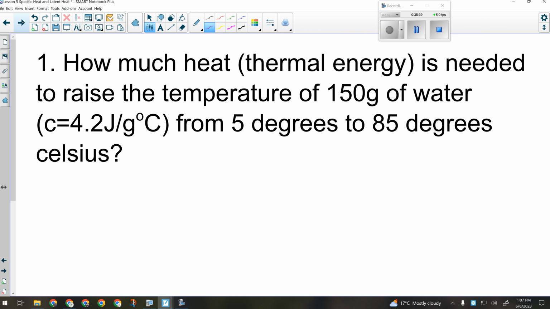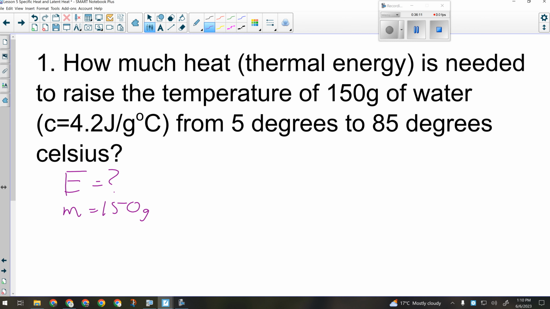Let's do a few examples. Copy this one down. Anytime I give you a new formula, I go through all the manipulations of the formula, so I'll give you a minute to write this one down. This is the easiest of them. On this one, we're looking for how much heat. That means we're looking for E. E is energy. How much heat is needed to raise the temperature of 150 grams? What did they just tell me? Mass.